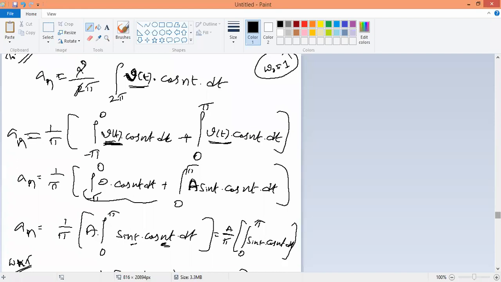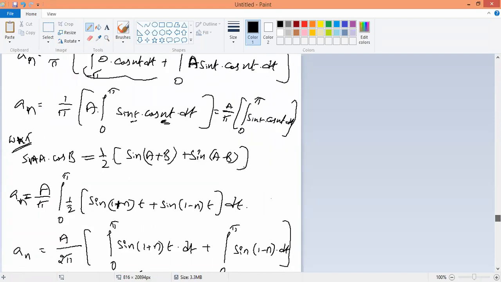We know the sin A cos B formula. What is the sin A cos B formula? 1 by 2 into sin of A plus B plus sin of A minus B. Next, substitute this formula into this equation. an equals A by pi integral 0 to pi 1 by 2 into sin of A plus B, that is t plus nt. Now, t plus nt.